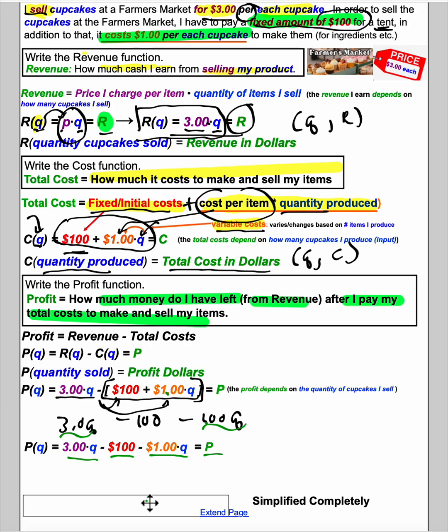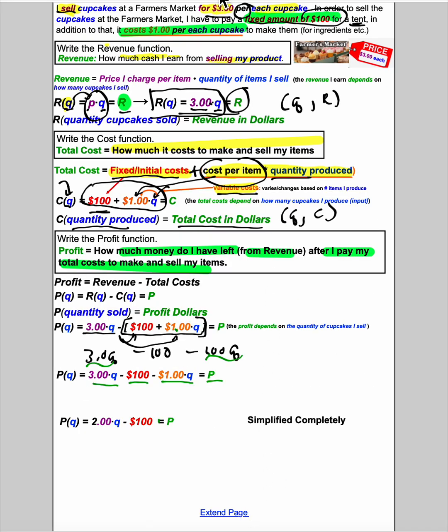When I simplify that, and a lot of problems are going to ask you to simplify completely, that's where I want to combine these like terms here. So 3Q minus 1Q, I add them together, gives me 2Q minus 100. This is the simplified formula for profit. I input quantity of items sold, manufactured and sold, and I get an output of profit.